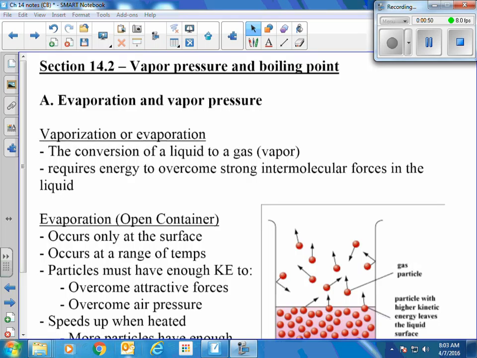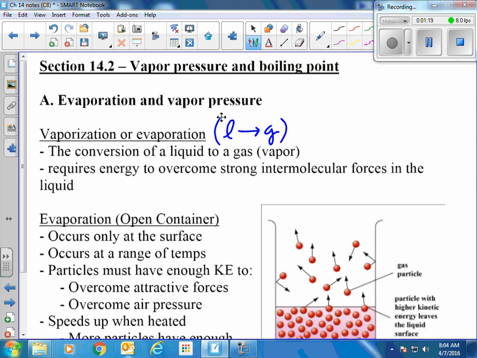So, vaporization or evaporation. What is the difference between these? What phase is vaporization? Liquid to gas. Okay, how about evaporation? Liquid to gas, right? So when we were talking about evaporation and boiling, was it the same phase change? So this is the same thing. They are both going from a liquid to a gas.